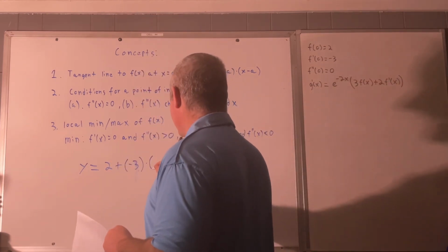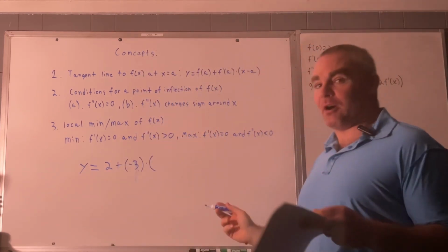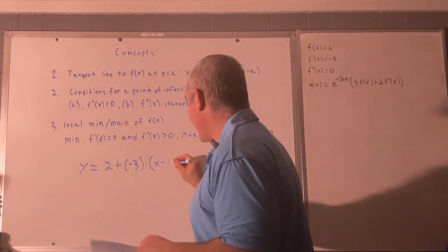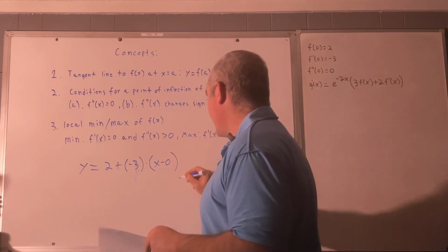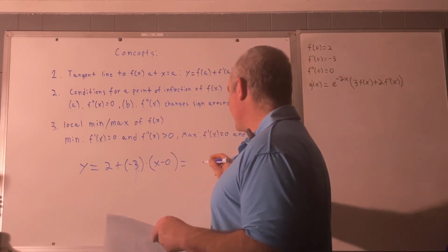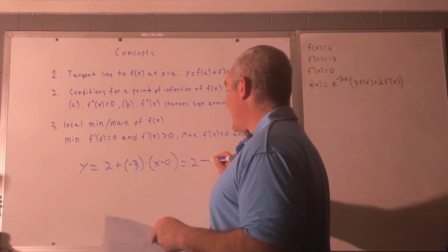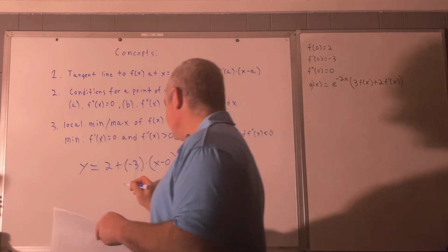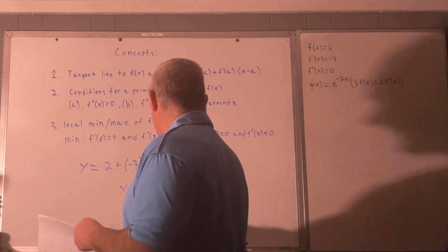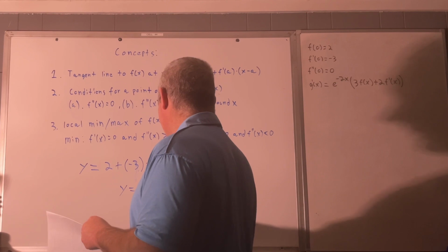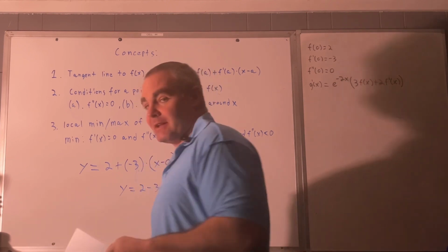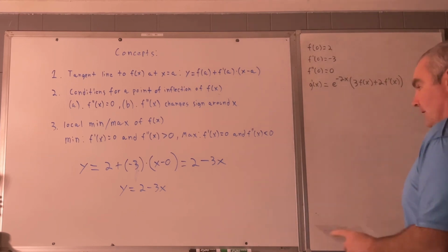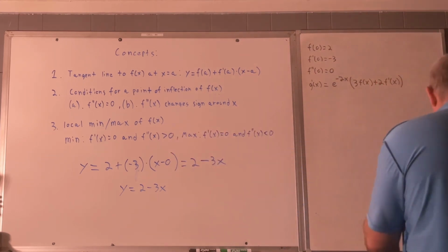Times quantity x minus a. Again, our a in this case is 0, so that's x minus 0. All right, well, what's that equal to? That's just 2 minus 3x. And that's it. This is the equation. Y is equal to 2 minus 3x. And we're done. We're done with part A. That's it. And of course, you should show the work to get full credit.